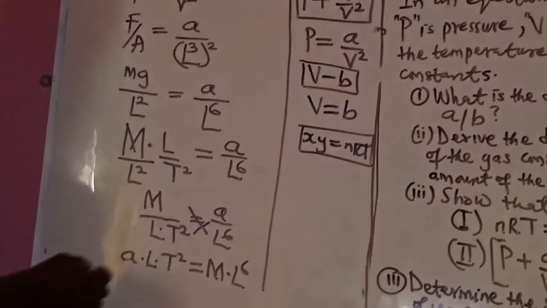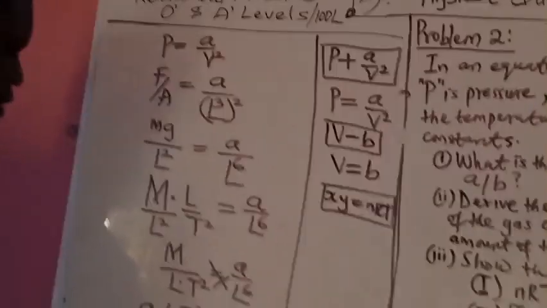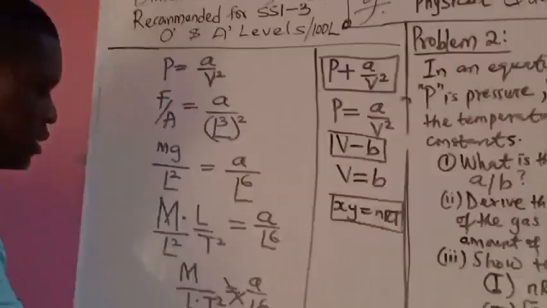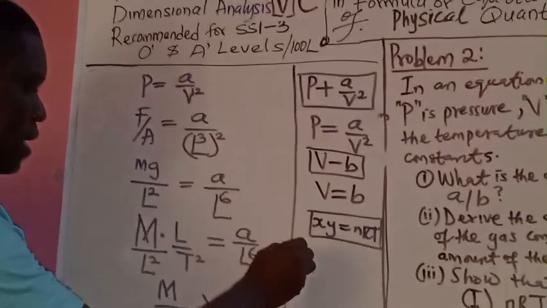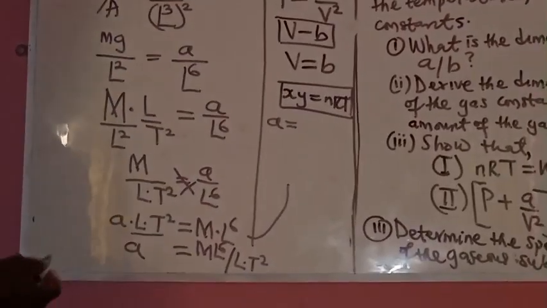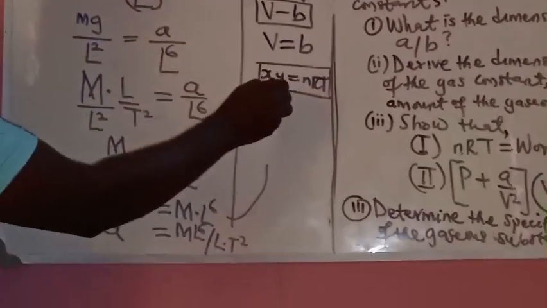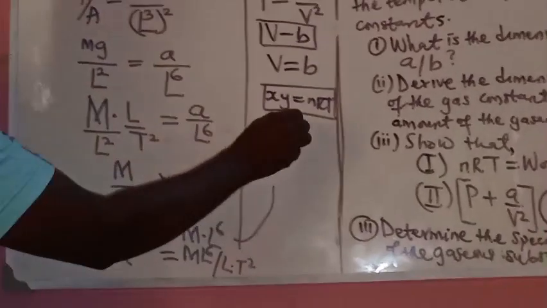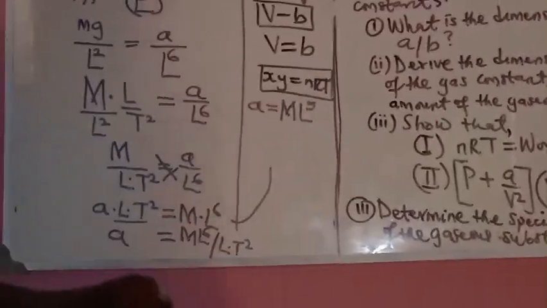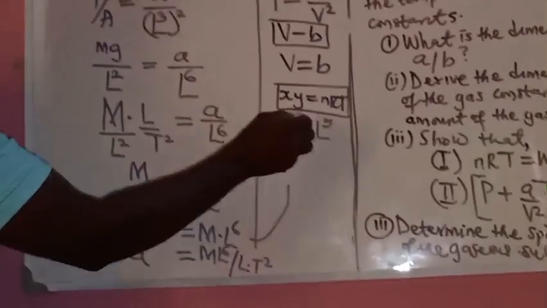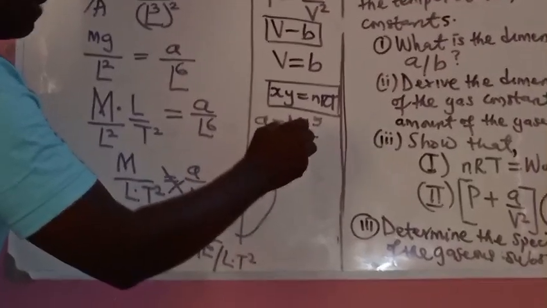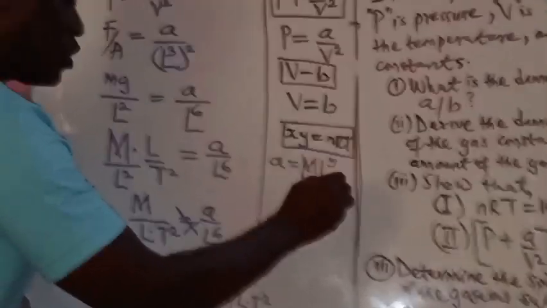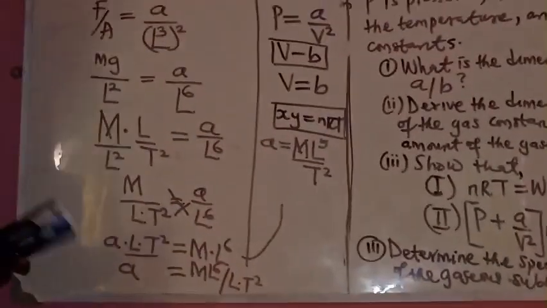This comes here, this goes here. Now I'm looking for a, so I will divide both sides by this. My a now becomes M L to the power 6 divided by L T squared, which gives me this as a. We have M here. L to the power 6 up, 1 down, that will be L to the power 5. Then T squared down, or T to the power 2. Okay, that is our a.